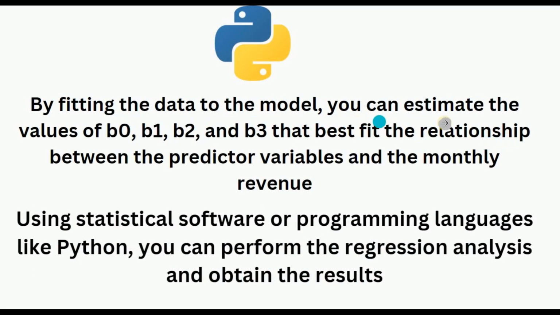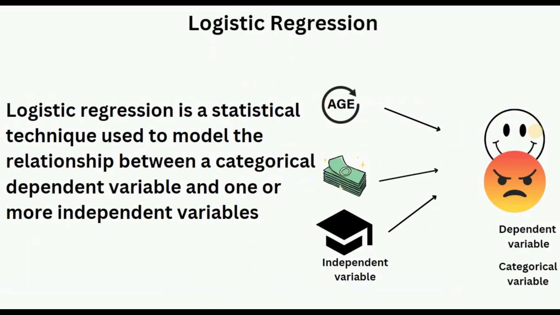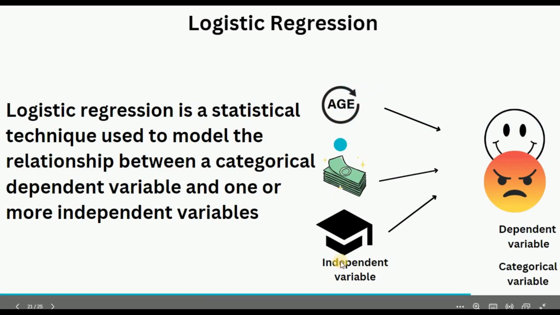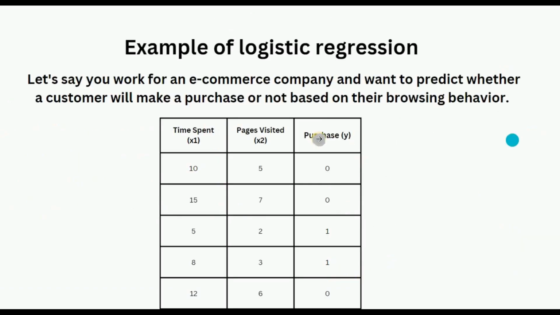By fitting the model, you can estimate the values of beta null, beta 1, beta 2, and beta 3 that fit the relation between the predictor variables and monthly revenue. We will use software like Python to do the regression and obtain the result. Next is logistic regression. In logistic regression, as we know, we have one or multiple independent variables and a categorical dependent variable, where we can have answer 1 or 2. Let's see an example of logistic regression.